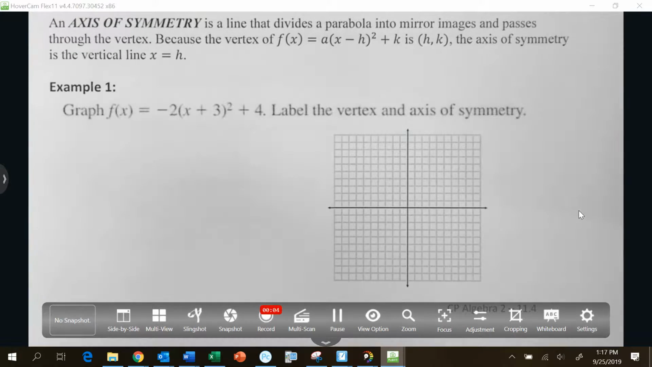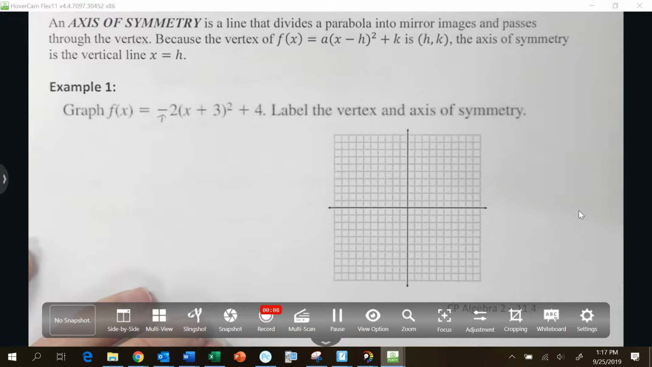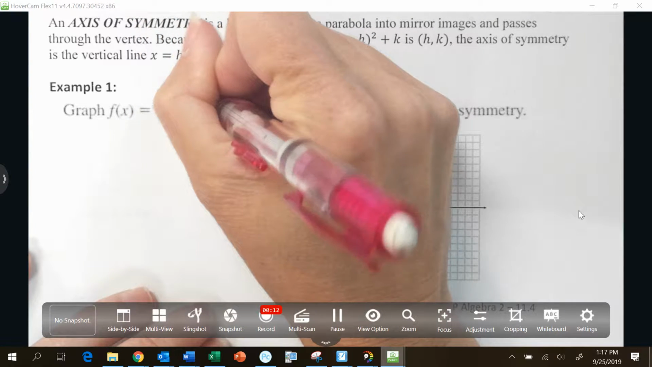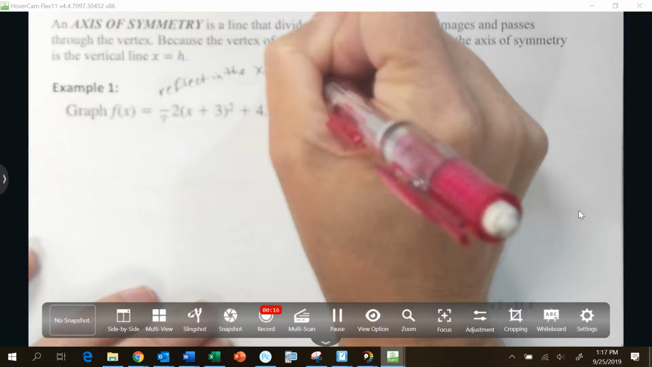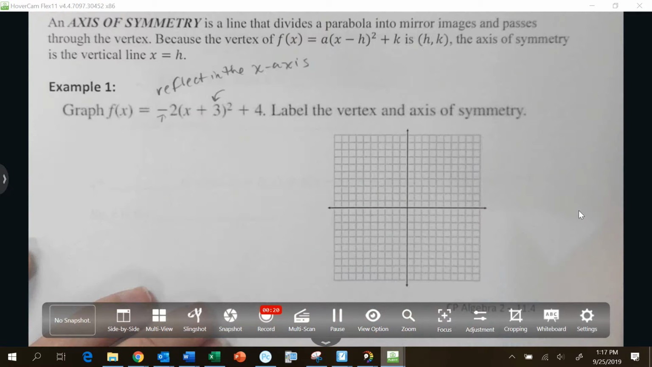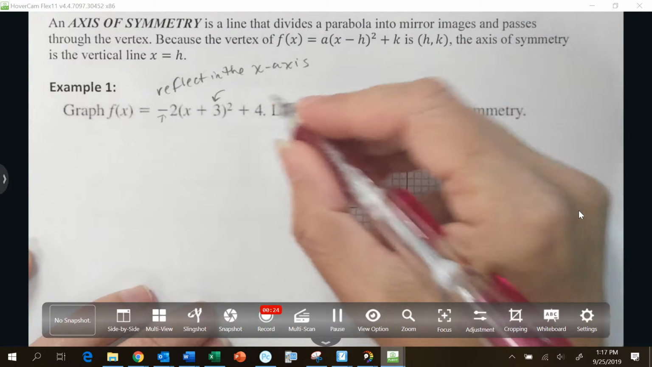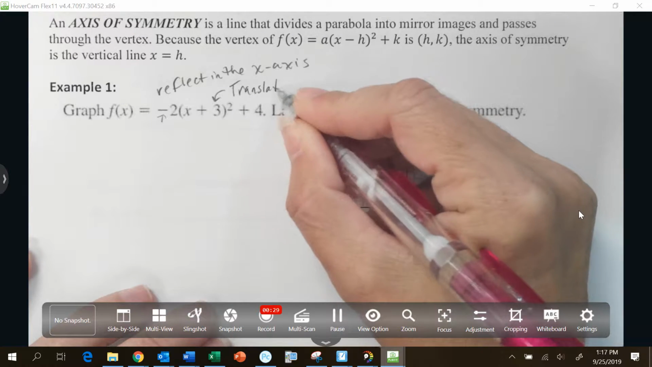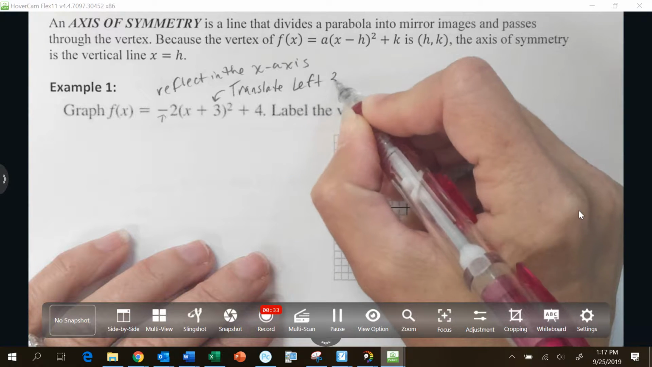Okay, so in example 1, I come to this negative sign first. That tells me that there's a reflection in the x-axis. This plus 3 here tells me that it is a translation. Oh, I skipped something. Translate left 3 units.